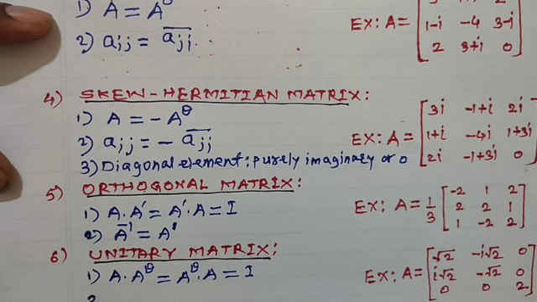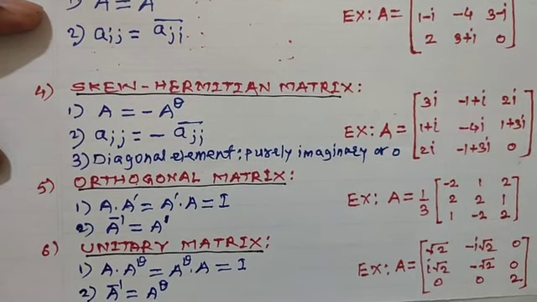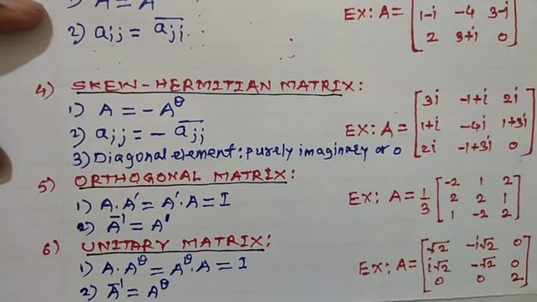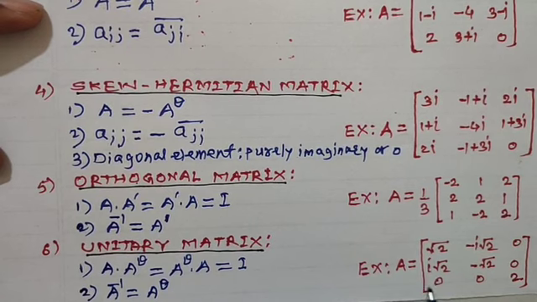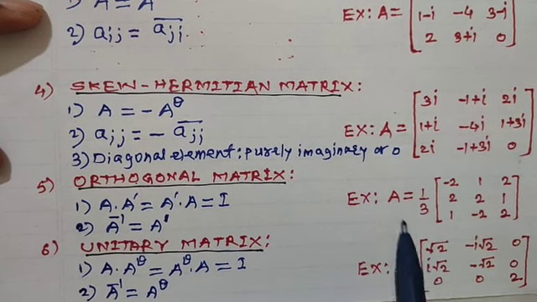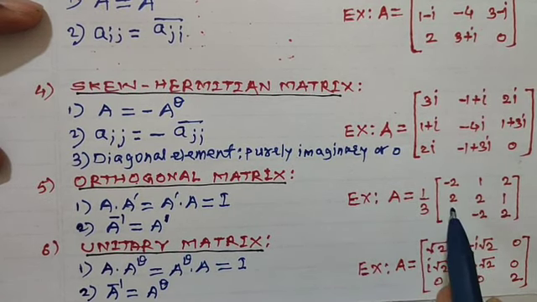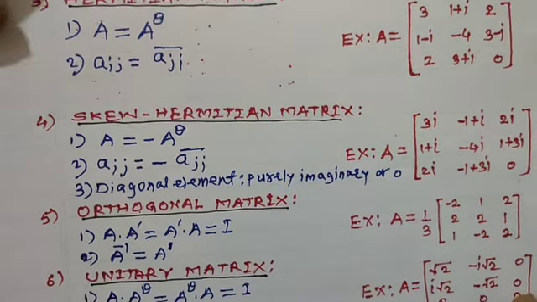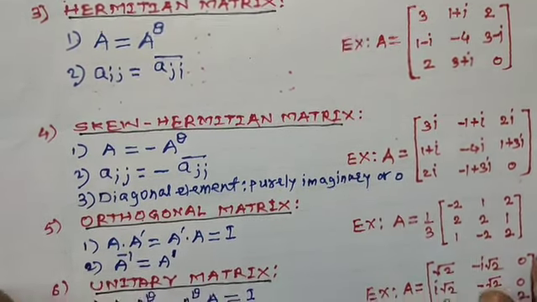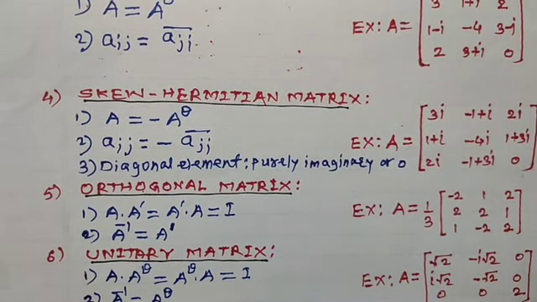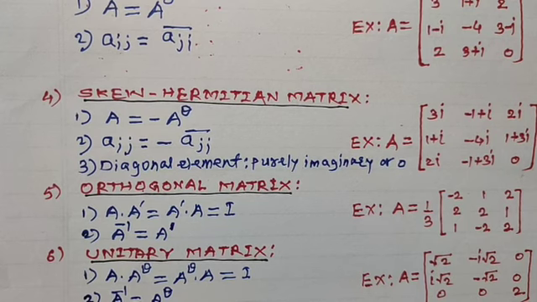And condition number 2: in this case also, A inverse is equal to the conjugate transpose of the given matrix A. These two conditions you have to remember for a unitary matrix. So this is an example of a unitary matrix, and this matrix is an orthogonal matrix. These are some of the important examples of skew Hermitian, orthogonal, and unitary matrices.